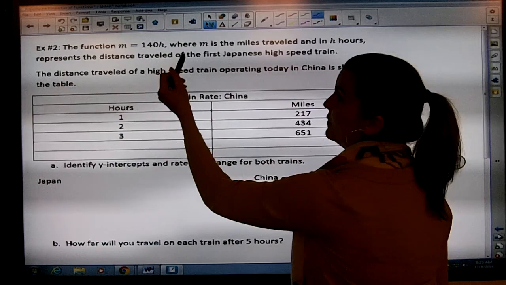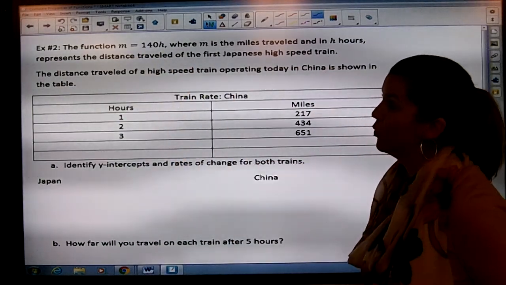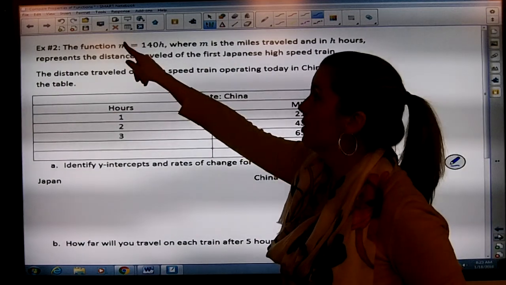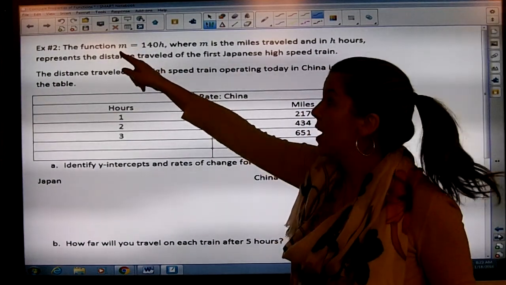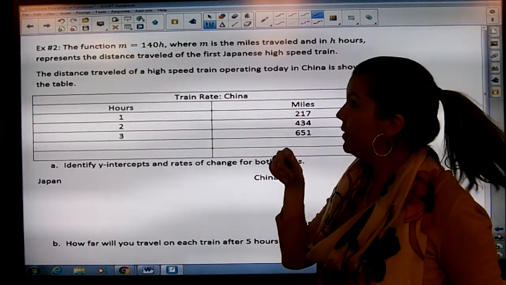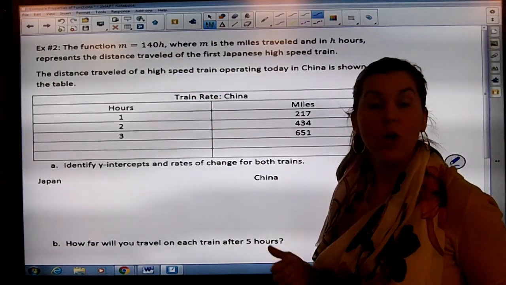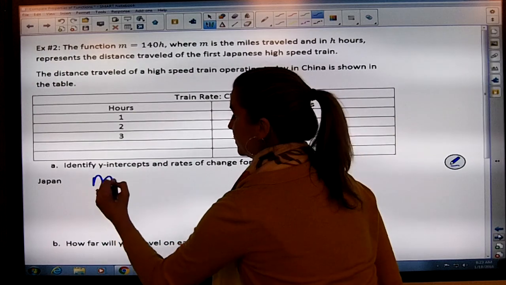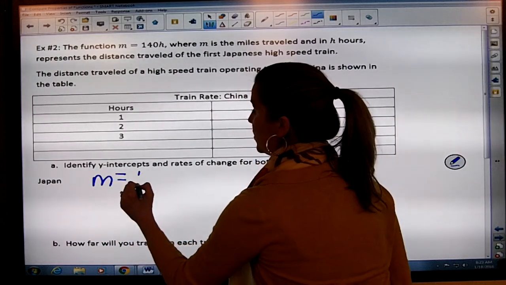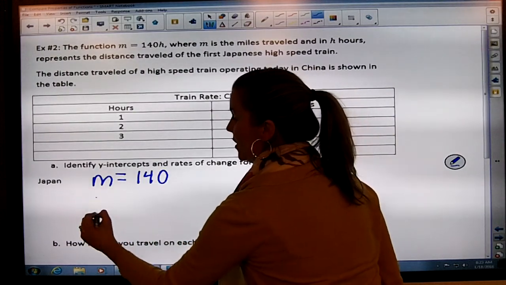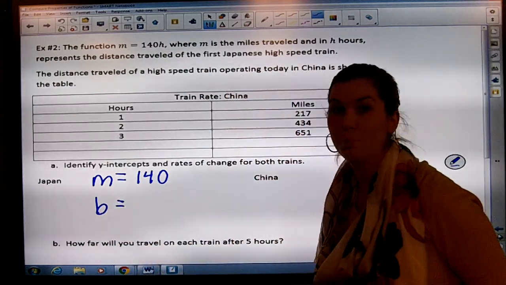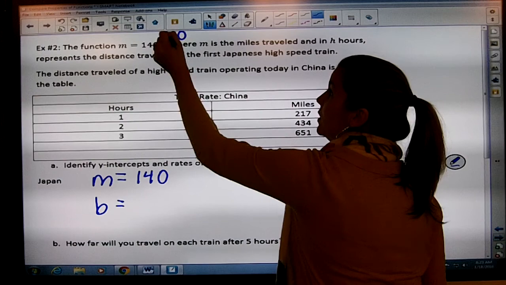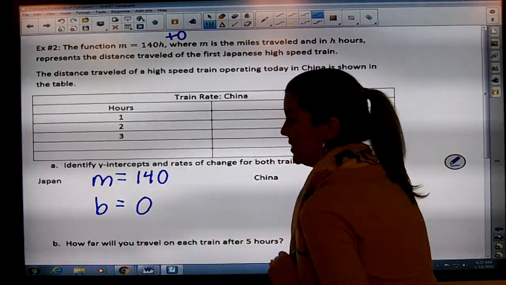So let's identify the y-intercept for the Japanese train. We have m, that's like our output, and h is our input. 140 would represent our slope, our rate of change. So this would be 140. And the y-intercept, that's our b value. We don't see it. It's plus 0. So the y-intercept is 0.